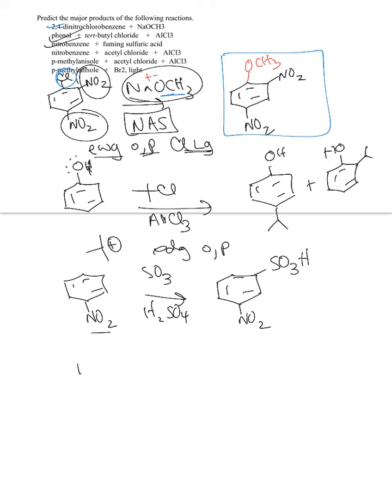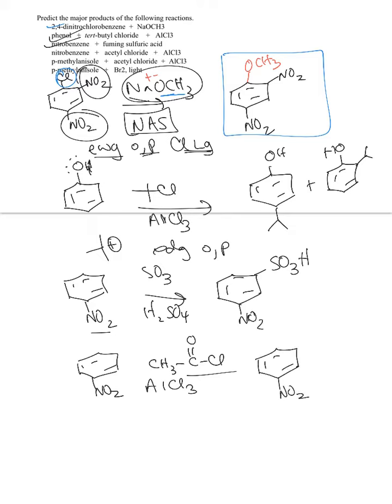The next one I have is nitrobenzene and acetyl chloride. So I'm realizing since it's an acid chloride with aluminum trichloride, this is Friedel-Crafts acylation. I recognize that I have a nitro, so I'm looking at an electron withdrawing meta director. My acylium ion intermediate would look like this, and that would be electrophilic aromatic substitution.